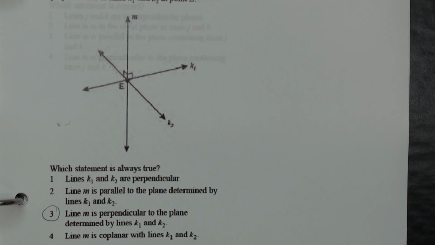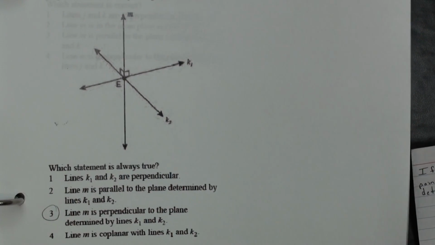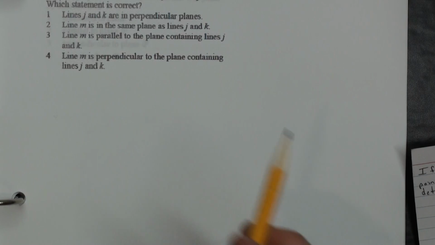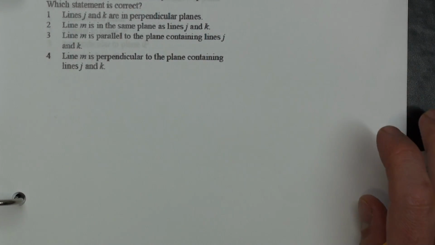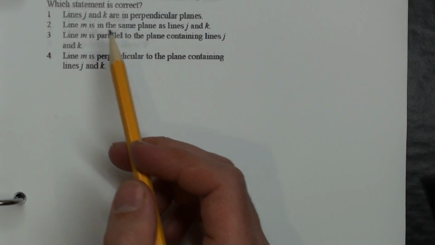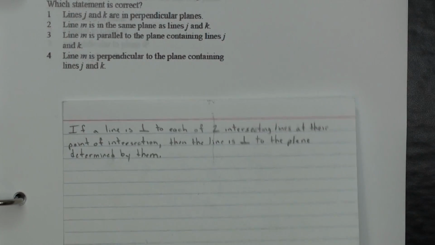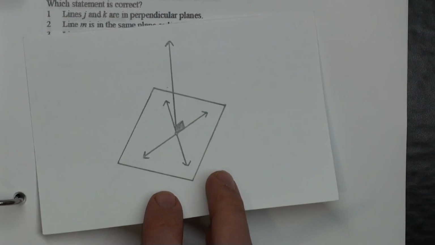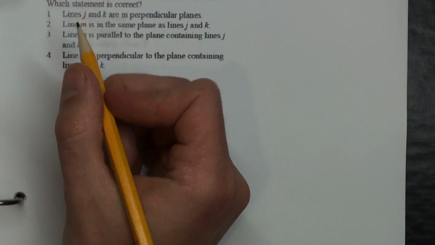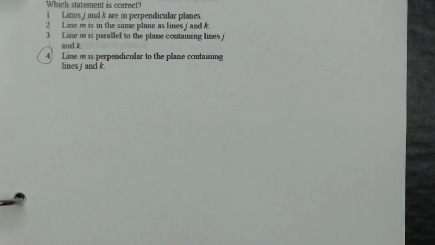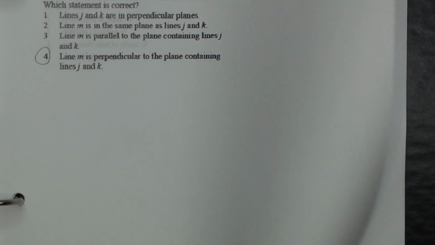In fact, it's this one for the next few. Lines J and K intersect at point P. Line M is drawn, so it's perpendicular to them. Which statement is correct? Again, it's card 1, right? Which is that picture. So it's perpendicular to the plane containing lines J and K.